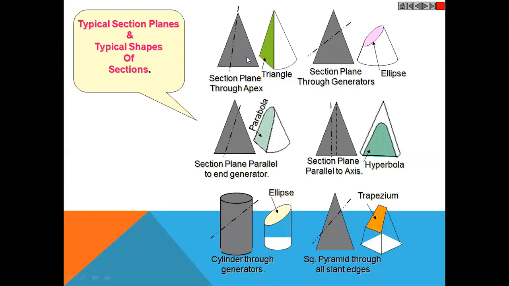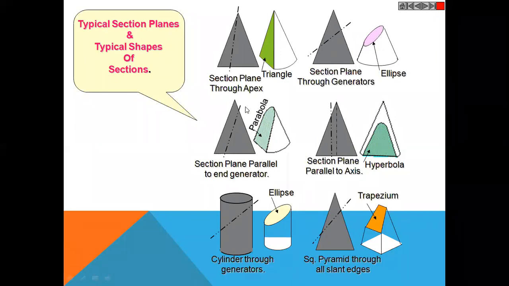If we cut the cone in such a manner that it is a section plane through the apex, then we get the triangle structure. Okay, so these are called the generators. If you use the section plane in such a manner that it is cutting both the generators, you will get an ellipse, right? That is, the shape of the section surface will be an ellipse.